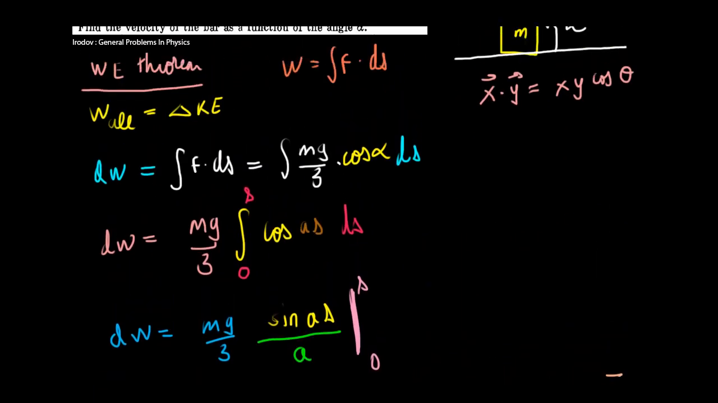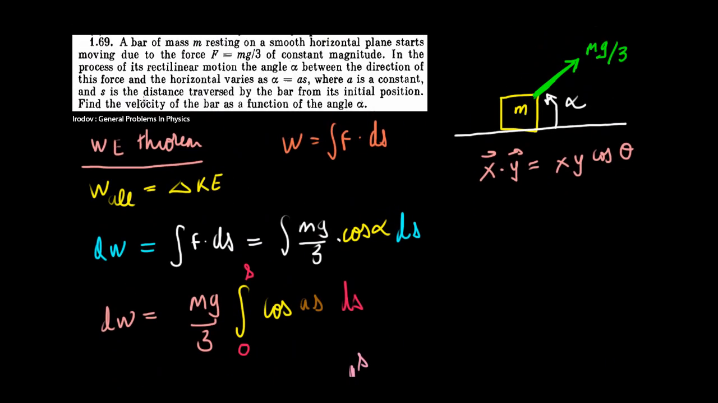There we go. We have just found the velocity of the bar as a function of the angle alpha. That's what they asked for here: find the velocity of the bar as a function of the angle alpha.